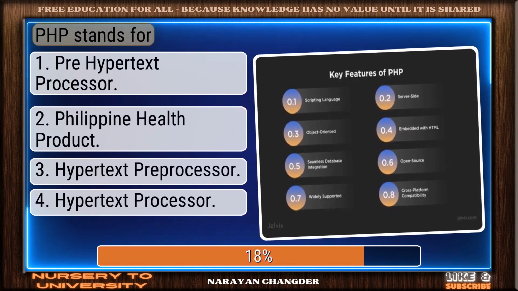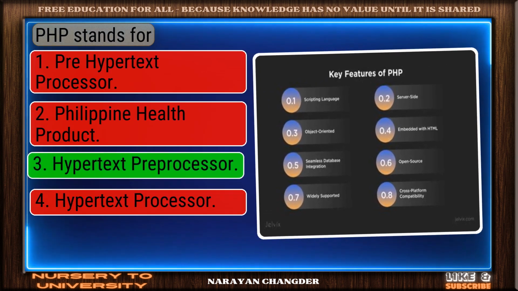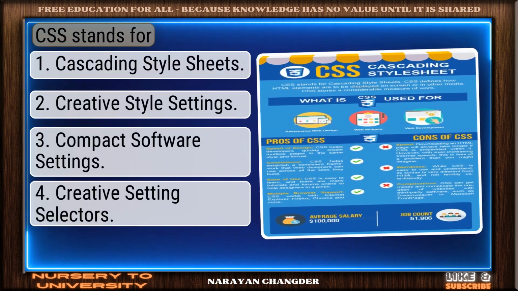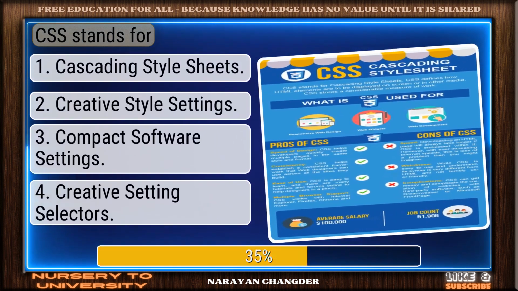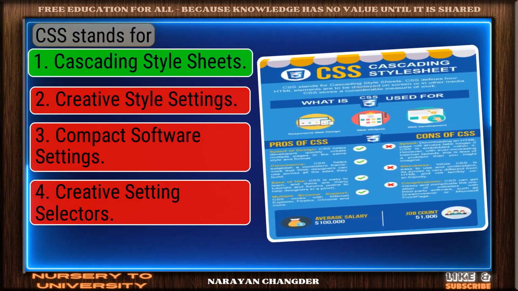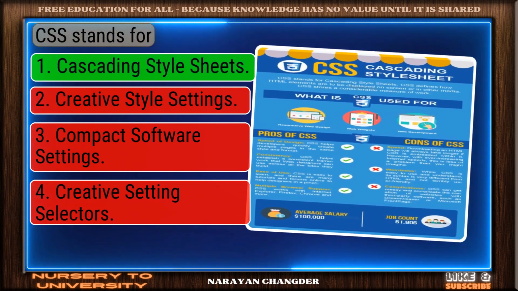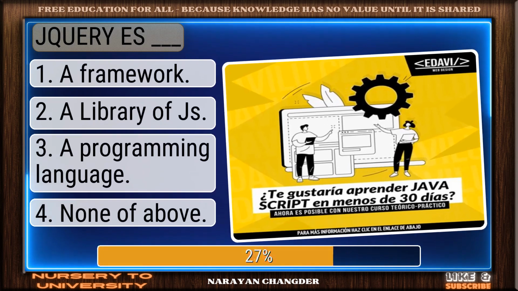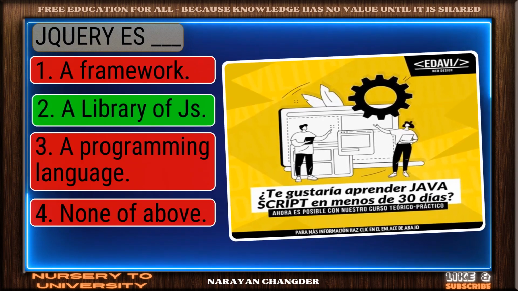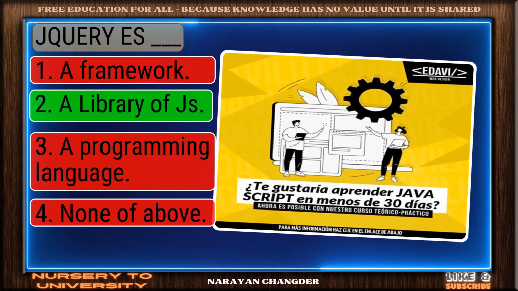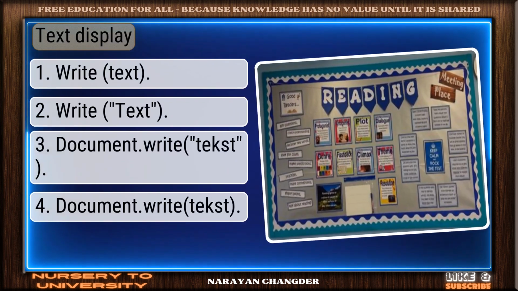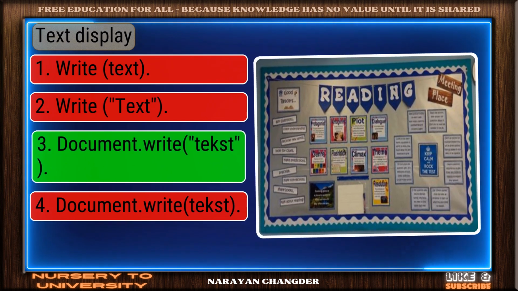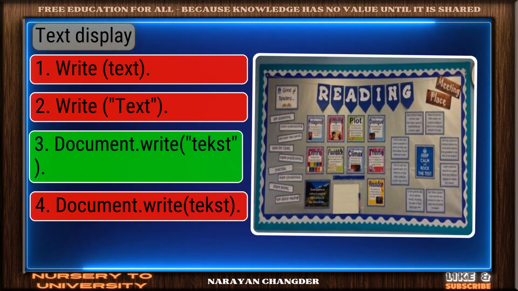PHP stands for. Well picked. Hypertext Preprocessor is the correct answer. CSS stands for. Smart pick. Cascading style sheets is the correct choice. jQuery is dash. Bravo. A library of JS is the answer. Text display. Excellent. Document.write is a brilliant choice.